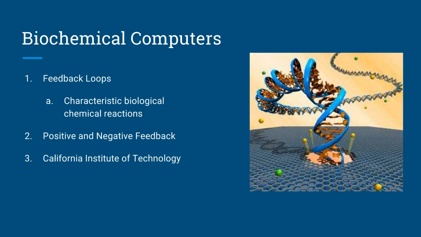Biochemical computers use an immense variety of feedback loops that are characteristic of biological chemical reactions in order to reach the ability to complete computations. Feedback loops in biological systems take many forms, and many different factors can provide both positive and negative feedback to a particular biochemical process. This can cause either an increase in chemical output, think signal amplification, or a decrease in chemical output, similar to the switch of a transistor in a traditional computer.